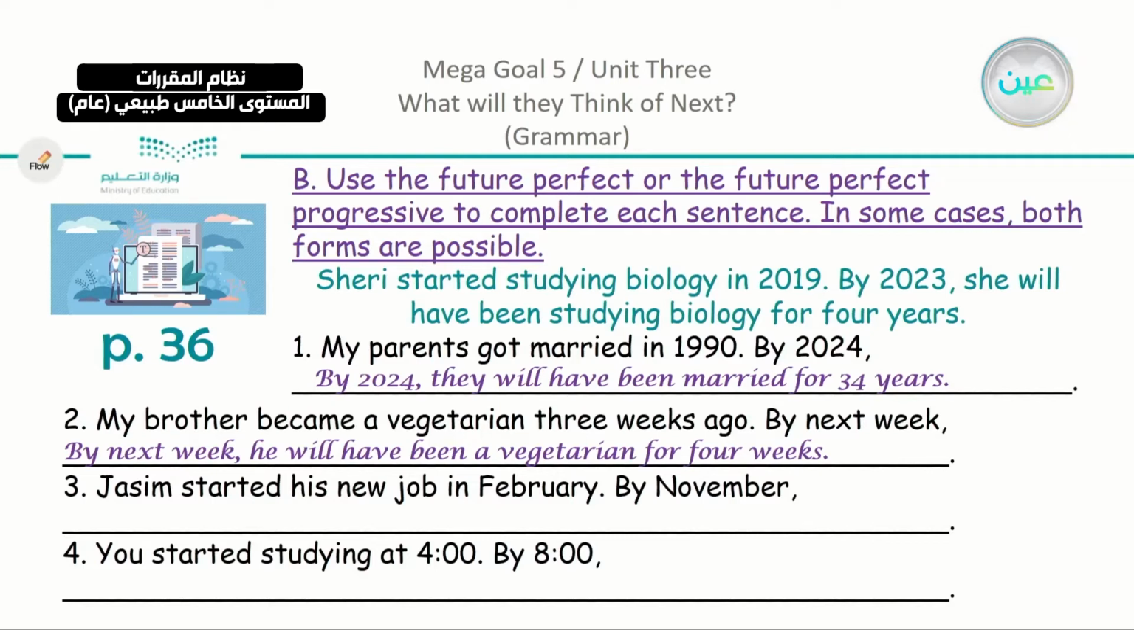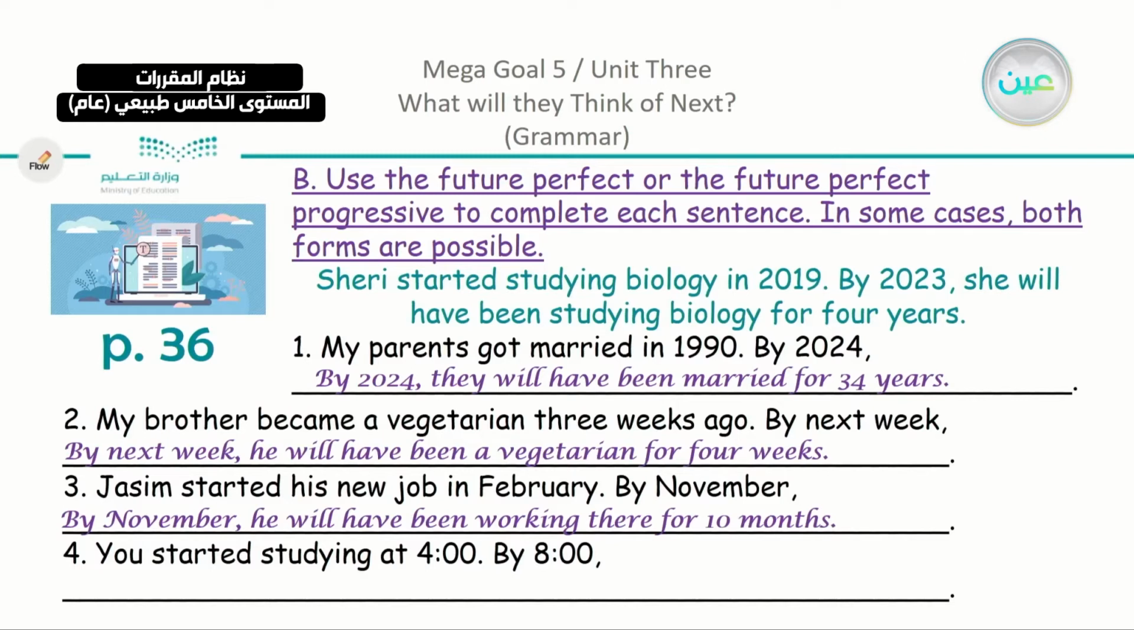Jassim started his new job in February. By November. So actually we are in the same thing here. We have finished from February and still November is ahead. So you can just imagine that this is a friend of yours. So here, what can we say about him? By November, he will have been working. Here we have the progressive. He will have been working there for 10 months.